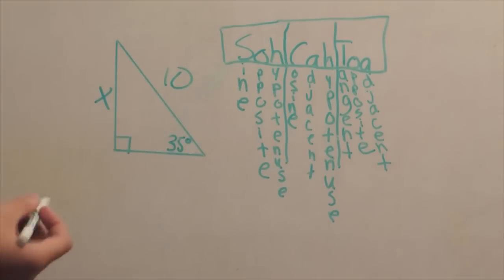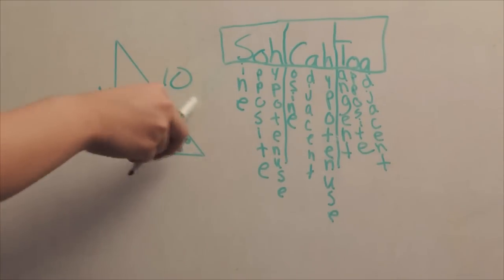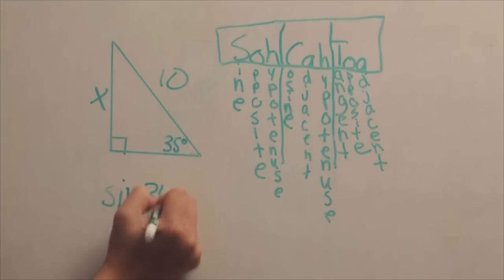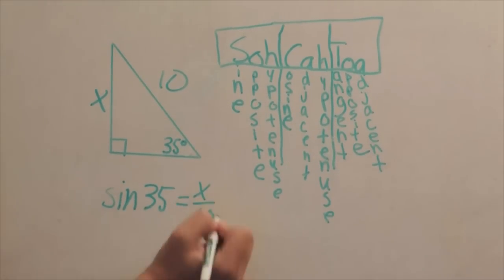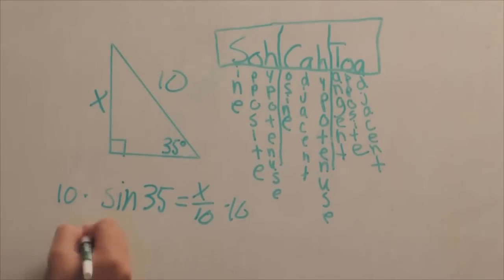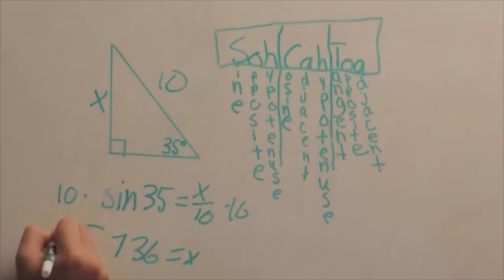So for this example, you have the angle measurement of 35 and the hypotenuse of 10, and you want to find the opposite side. In this case, you want to use sine, so you do the sine of 35 equals x over 10. You can multiply both sides by 10. If you do this on a calculator, you get approximately 5.736 for x.